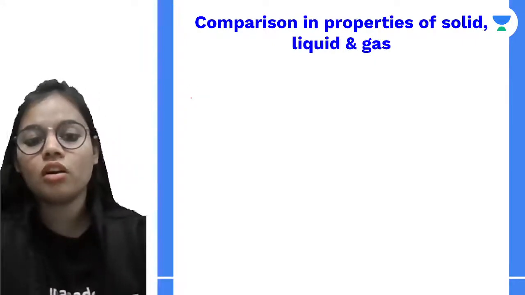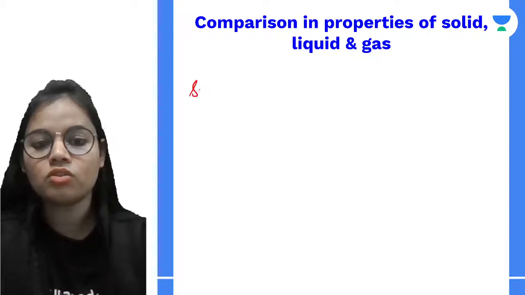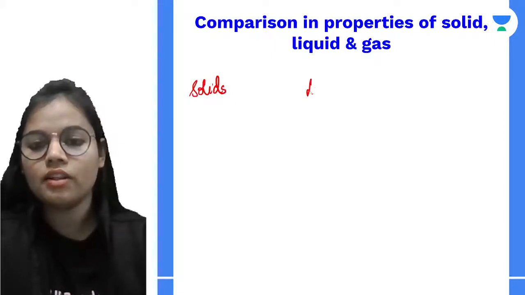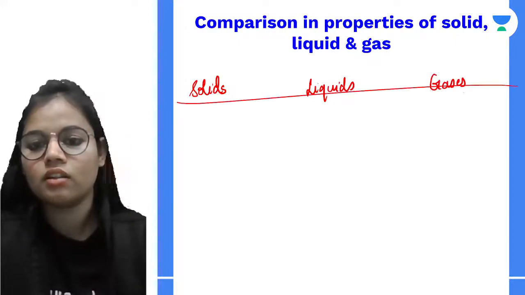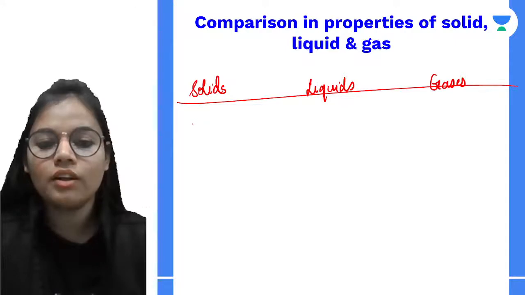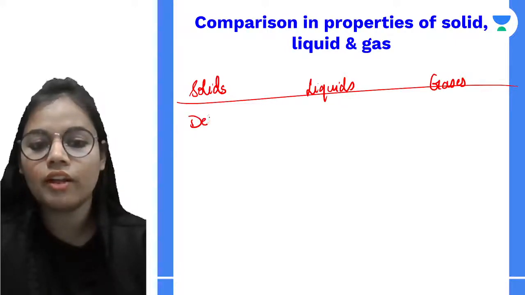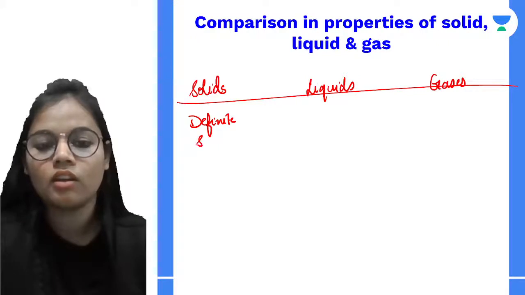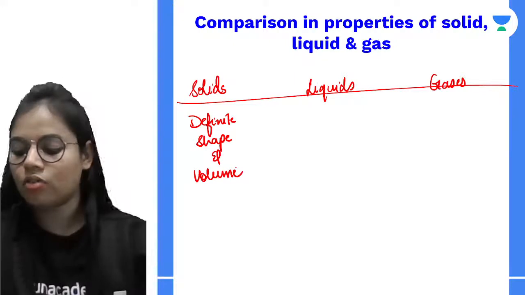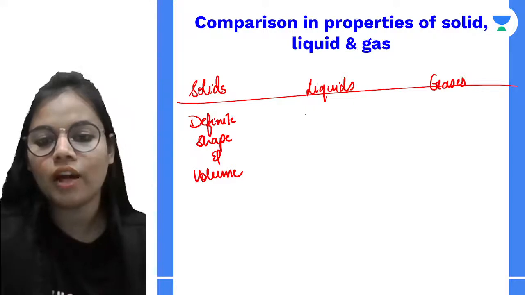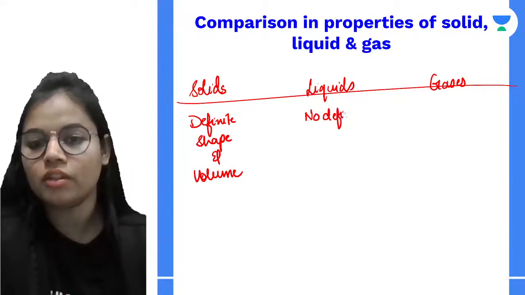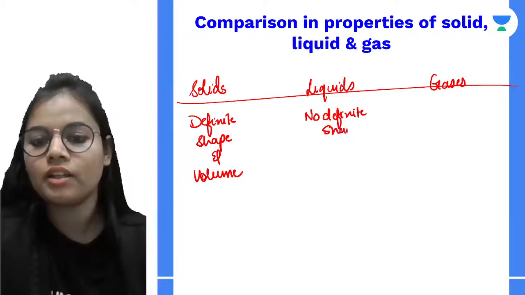Now, if I talk about definite shape, here we have solids, liquids and gases. Solids have a particular or definite shape and volume. Solids have a particular shape and also a particular volume. Liquids do not have a definite shape, but their volume is fixed.